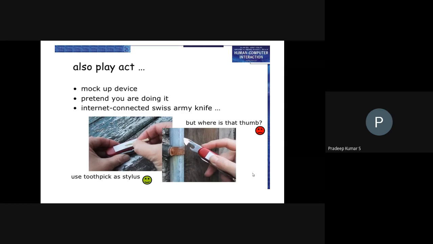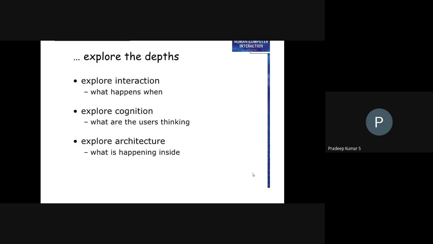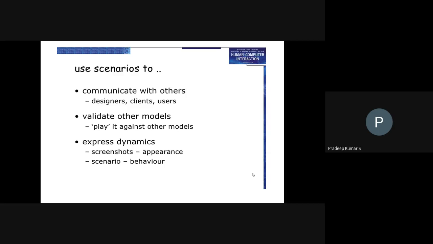You can add a mobile device; internet connectivity is there. We have to pretend we are doing it. We have to explore the depth: exploring interaction, exploring cognition, exploring architecture. Exploring interaction: what happened when? Explore cognition: what is the user thinking? Explore architecture: what is happening inside? Explore interaction, explore cognition, explore architecture.